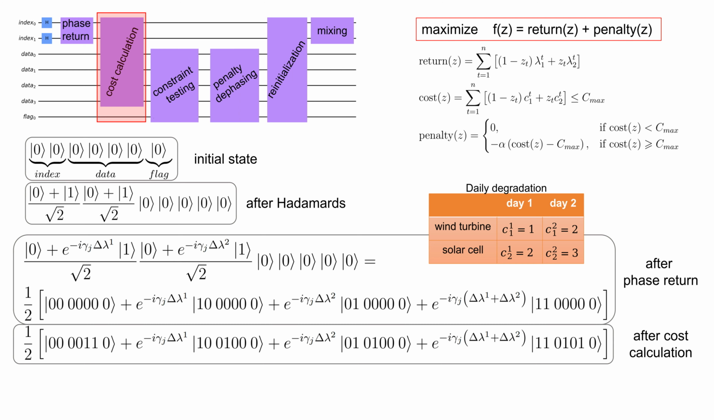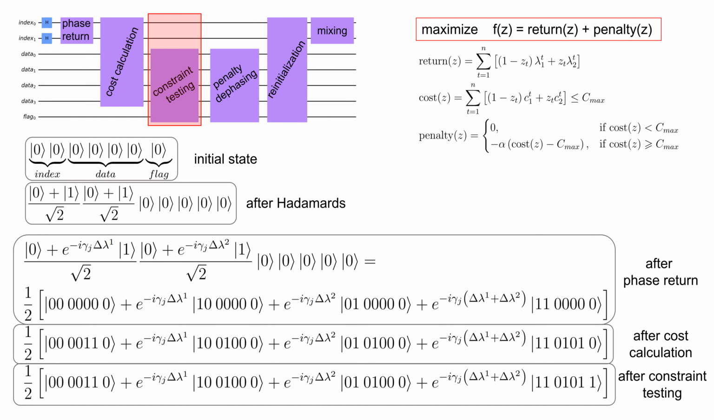Then we should mark the states with a total cost larger than Cmax. In this particular example, we have only one such state. It is a combination with indices 1, 1. In the constraint testing phase, we set the flag qubit to 1 for the state with indices 1, 1.